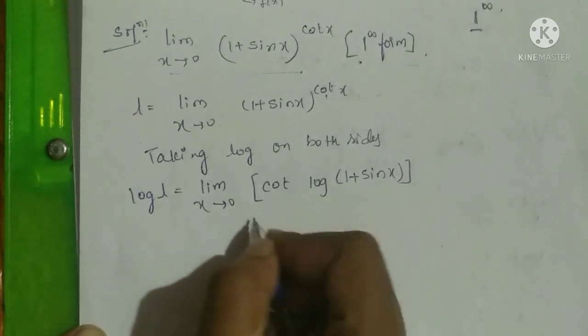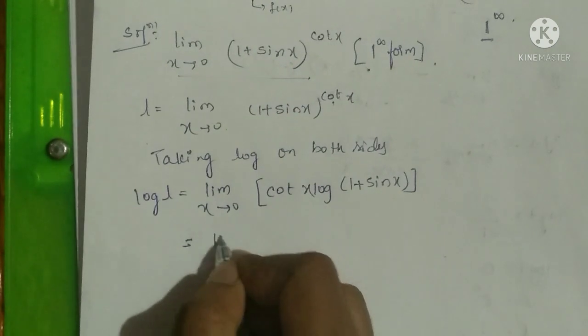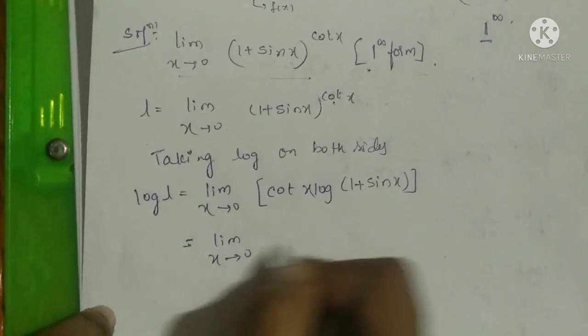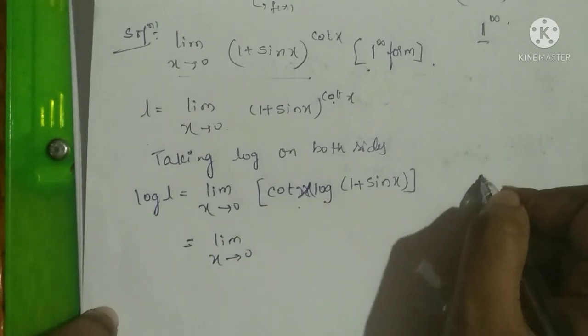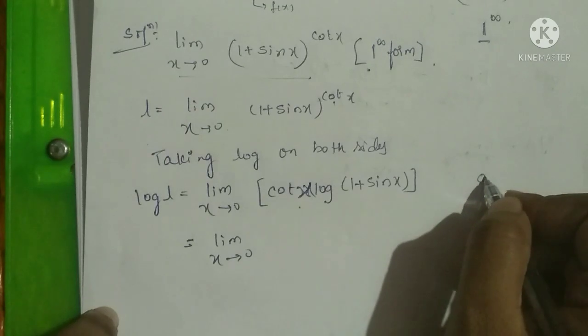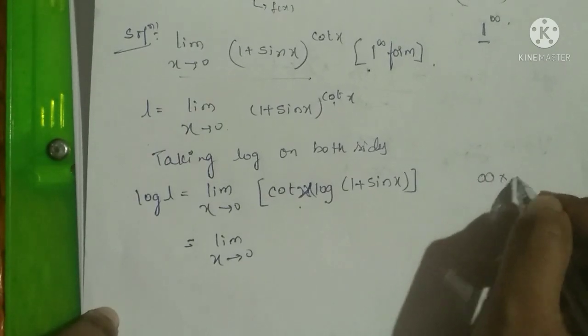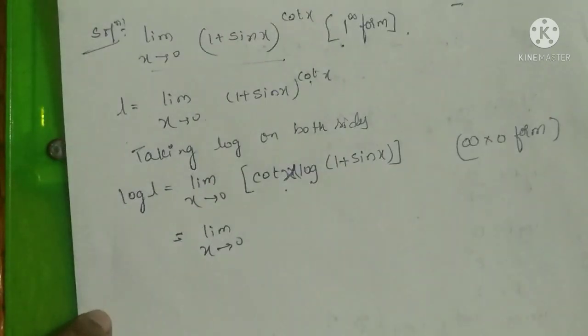So here, this is cot x, limit x tends to 0. By seeing itself, you can say that the given function is in the form of 0 into infinity. Cot 0 is infinity, so it is infinity into 0 form. So either you have 0 into infinity form or infinity into 0 form, you can convert it into either infinity by infinity form or 0 by 0 form.